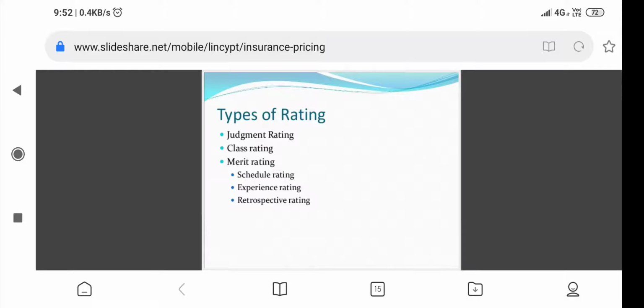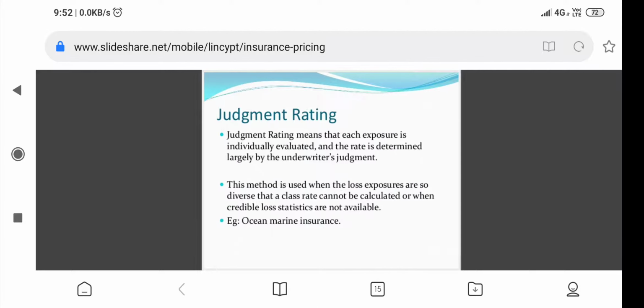Types of rating method: there are basically three methods, that is judgmental rating, class rating, and merit rating. Merit rating is further of three types, that is schedule rating, experience rating, and retrospective rating. First of all, we will discuss judgmental rating.